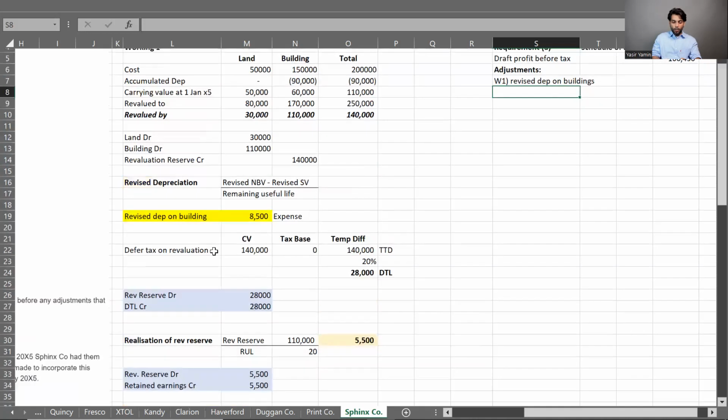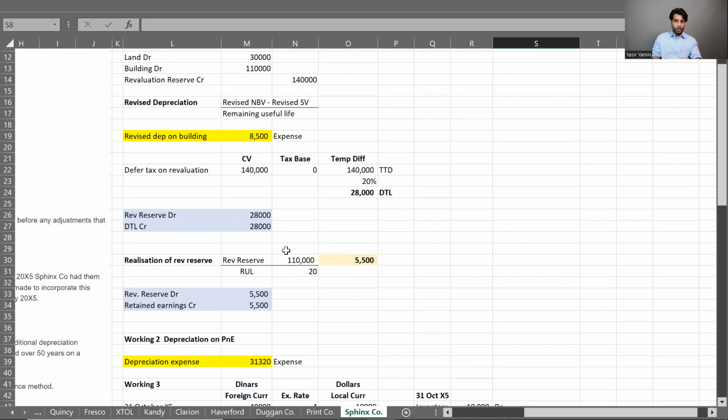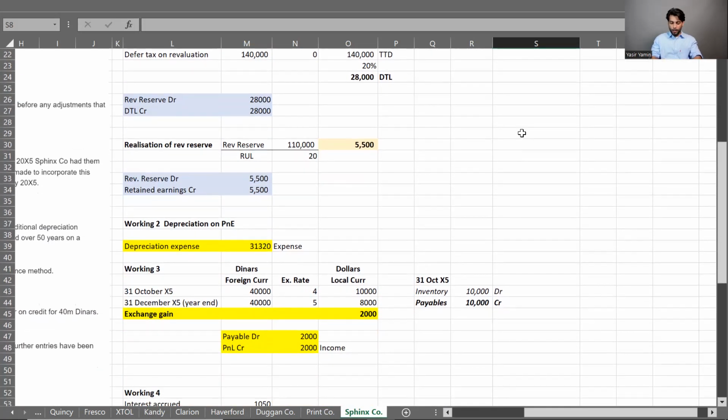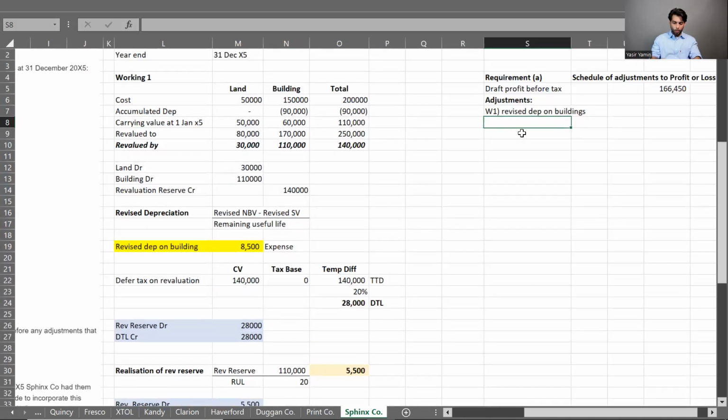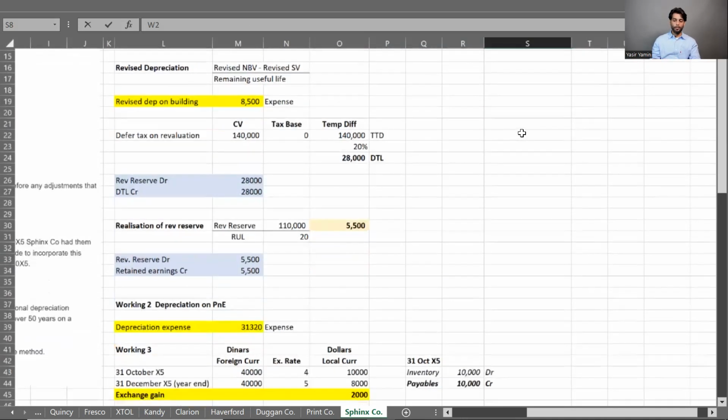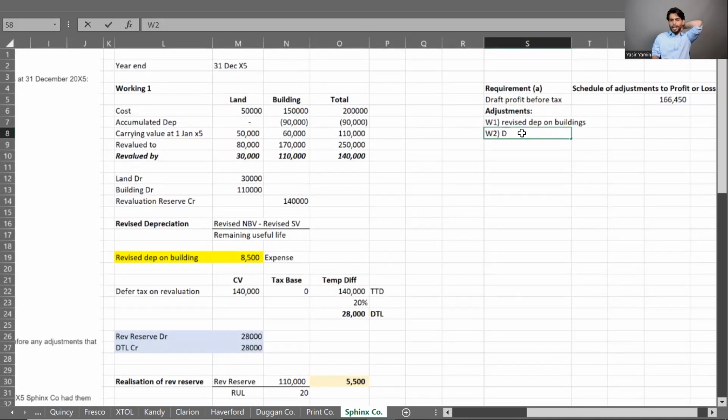Then we move on. Yes, working number two, plant and equipment depreciation expense. Again, I would just refer to working number two, and that was depreciation on plant and equipment. Just mention your workings. It will help the examiner trace from where you have brought the workings.